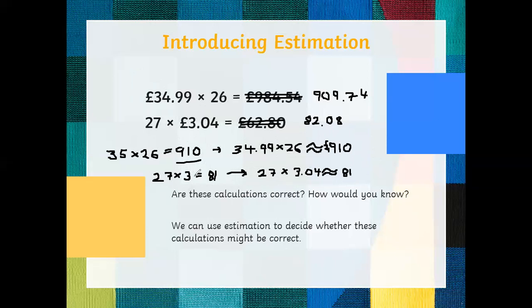So here we have two separate estimations. We have the first estimation, and the actual answer is 909.74, and the estimation we found was 910 pounds. And then for the second one, 27 times 3.04 pounds, the actual answer is 82.08 pounds, and then the estimation is 81 pounds. So that's the second answer, and that is the first answer.